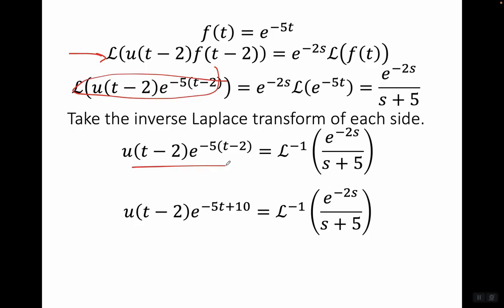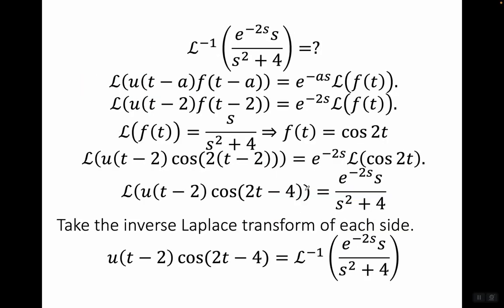So now we multiply out the exponent, and we have u(t-2) e^(-5t+10) equals the inverse Laplace transform of e^(-2s)/(s+5). Okay, that's awesome. We found the inverse Laplace transform of that factor. Let's keep moving. Now we want to find the inverse Laplace transform of e^(-2s) s/(s²+4). Again, we're going to use this helpful formula.